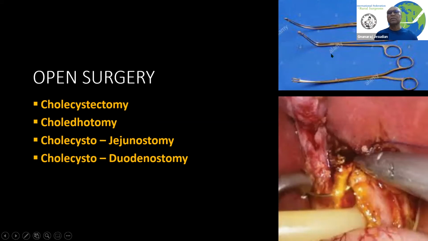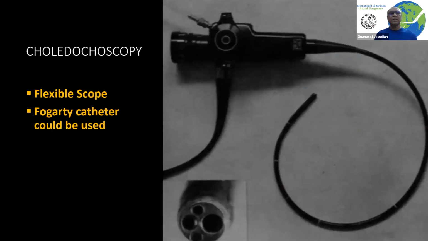Earlier, we used what is called Desjardins forceps to remove the stones from the common bile duct. But as you will see in the video, these are very slippery stones and it's very difficult to catch them with Desjardins. That is the reason in the 60s and 70s they started doing choledocoscopy. This is a flexible scope produced by Olympus. Once you see the stone, we used a Fogarty catheter to go beyond the stone, inflate the balloon, and pull out the stone.